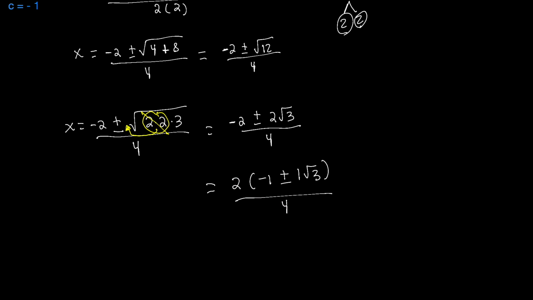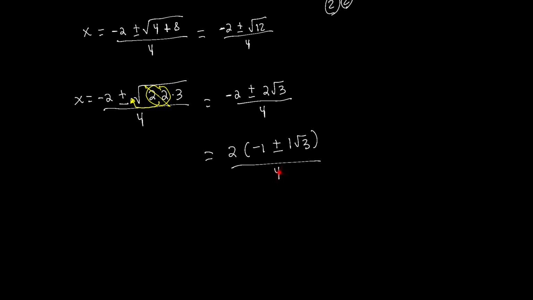Now the 2 over 4, I can simplify that since 2 fits inside of 4 twice. So I get that x is equal to negative 1 plus or minus root 3, no longer specifying that 1 in front, all divided by 2.